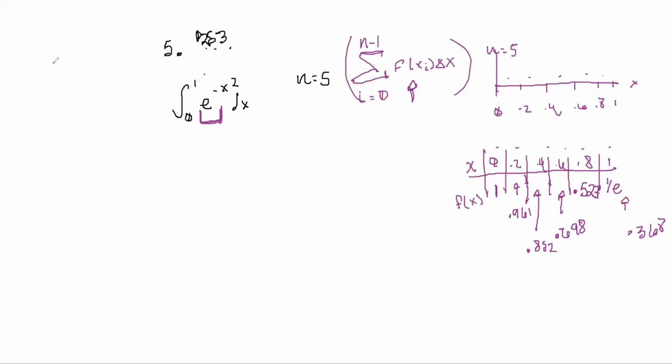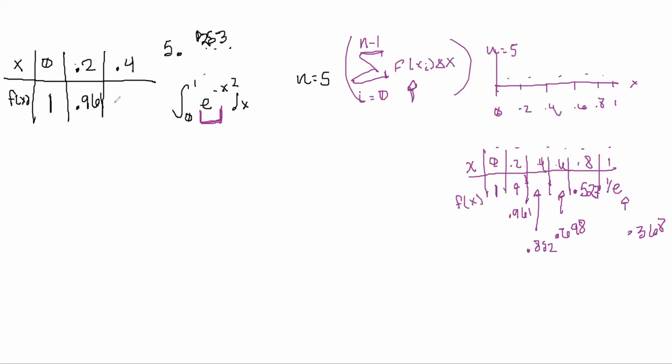Okay, so I'm going to rewrite some of this stuff over here, just so that we have it for reference when we're doing the rest of this problem. So what we did was we divided our chunk from 0 to 1 into 5 even pieces. Then we found out what the function for each of these pieces was going to be. So if x is equal to 0.2, we know that f of x is going to be equal to 0.961. 0.4, it's going to be 0.852.